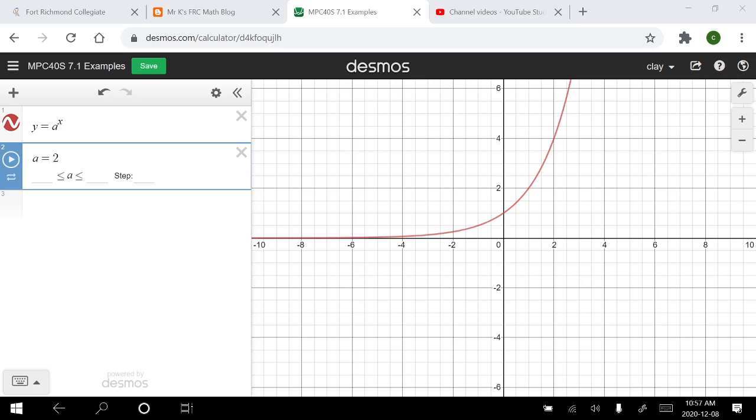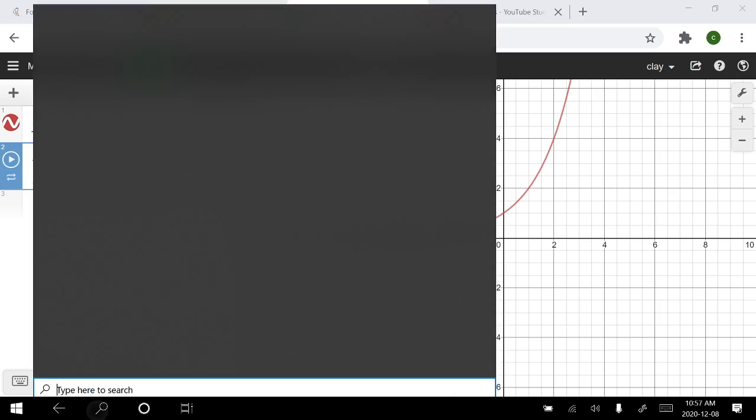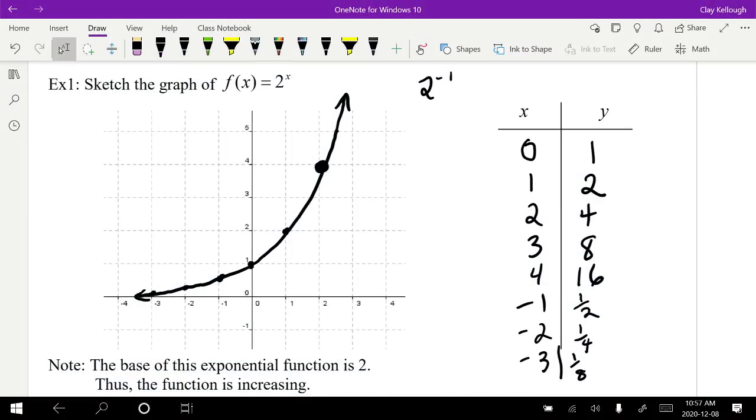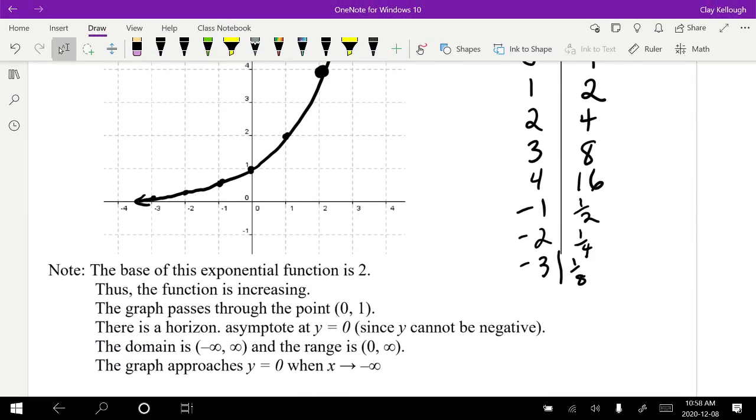All right, let's go back to the notes. This is very clumsy to have to do this, but there we go. We're back in the notes. Okay, note the base of this function is 2. The function is increasing. As I go to the right, it's getting bigger. It passes through 0, 1. It has a horizontal asymptote at y equals 0.